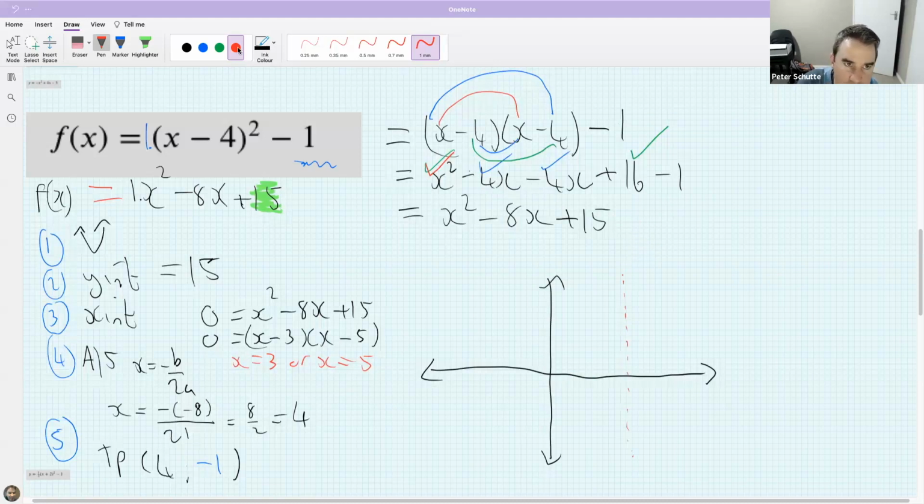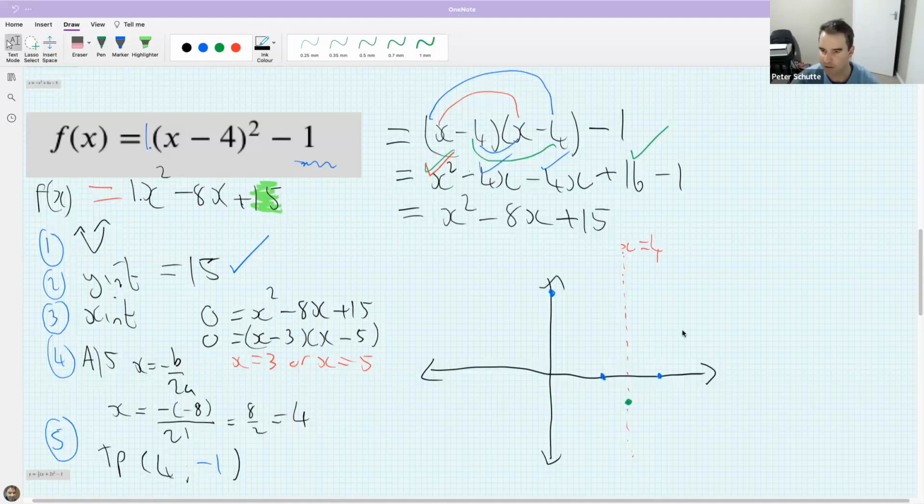Now, what I like to do, you don't have to do it like this, but I found it useful, is I try and put dots for the places I'm going to draw through. And what are the places I'm going to draw through? Y is 15, x is 3, x is 5. So I think there'll be a dot here and a dot here for the x-intercepts. There will also be a y-intercept of 15, which is here, and then a turning point, which is at 4, -1. So it's just going to be dropping down a bit here.